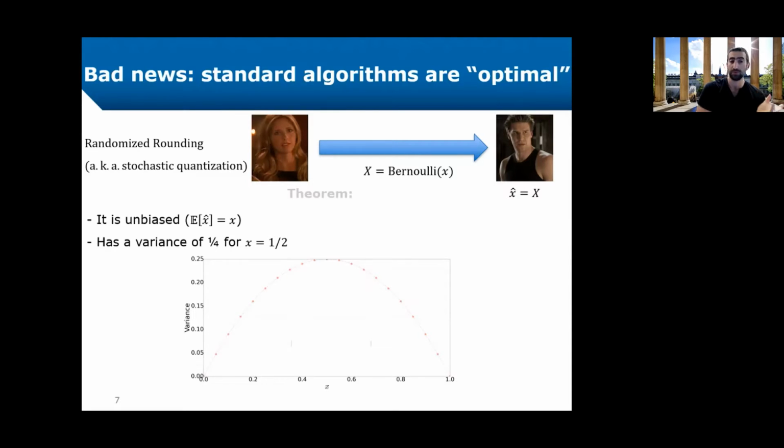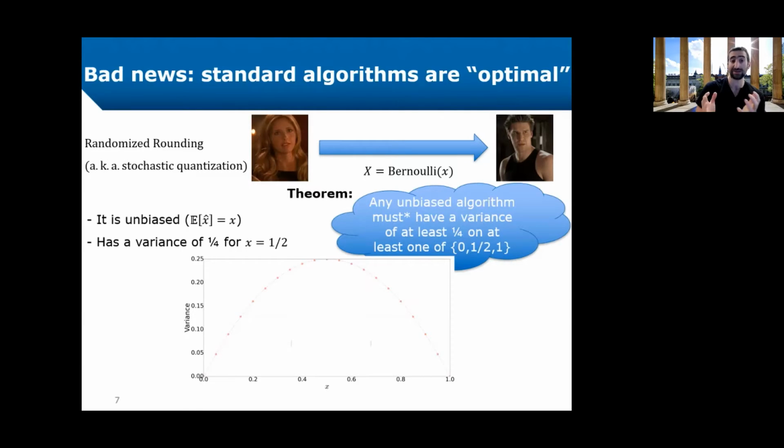Now, we prove a theorem that says that any unbiased algorithm must have a variance of at least 1/4, even if we restrict the input x to just 0, 1/2, or 1. So in that sense, it's optimal.